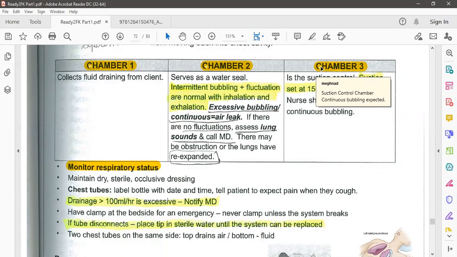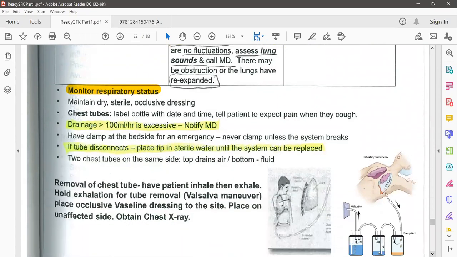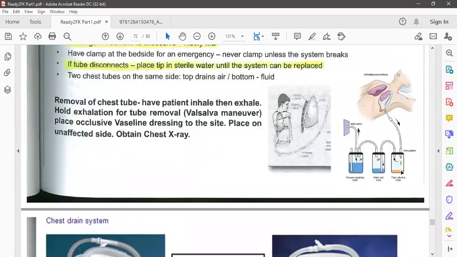Opposite the chamber 2. So chamber 3 is the suction control, and suction is set at 15 to 20 centimeters as prescribed, or some books write 20 centimeters of water is common, and the nurse should see gentle continuous bubbling. And when we say continuous bubbling, this is a good sign. So this is the suction tube here.